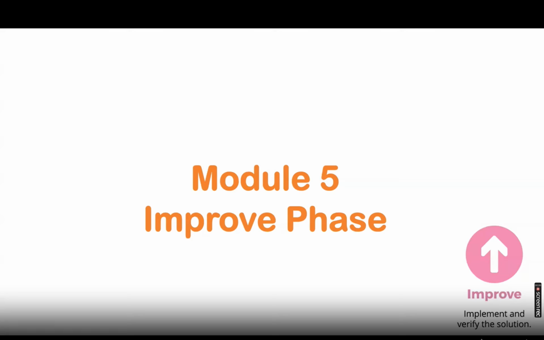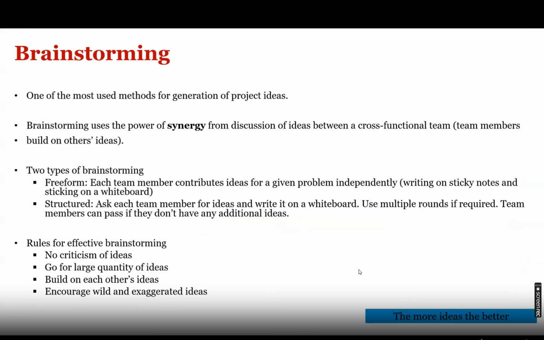Module 5. In Module 5, we will discuss the improve phase. Now, Module 5, that is the improve phase, starts off with another round of brainstorming. Now, there is a technical difference between the brainstorming session that we do in the analyze phase and the brainstorming that we do in the improve phase.